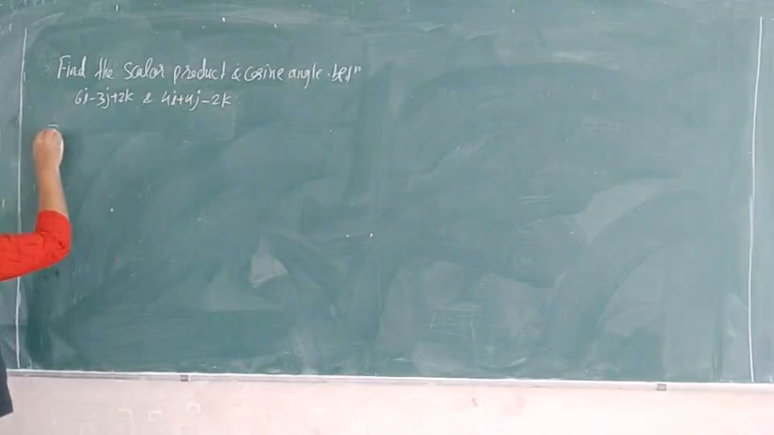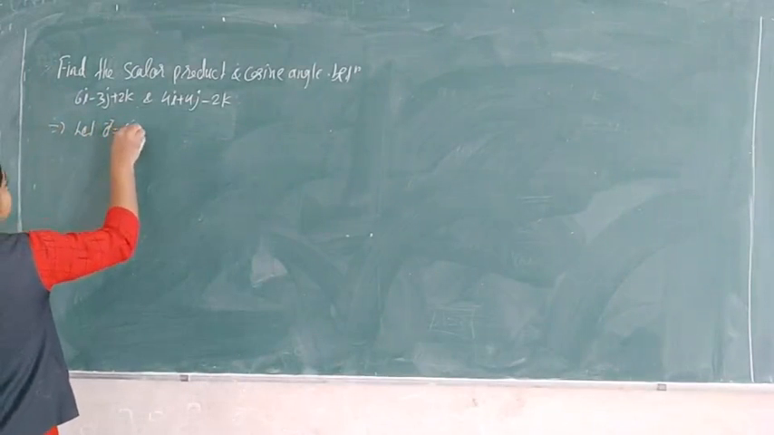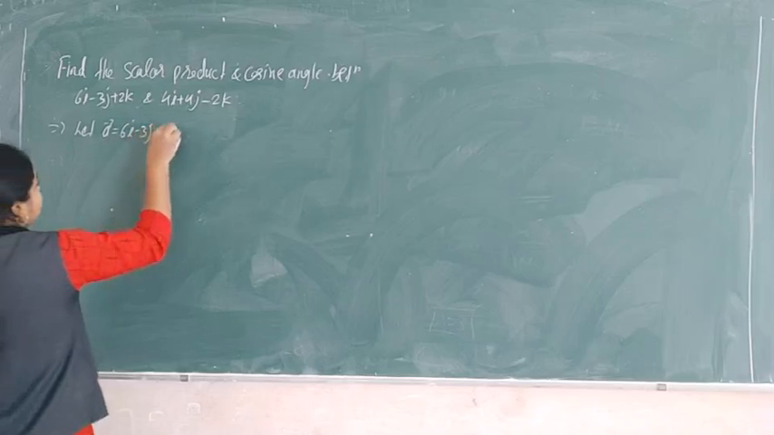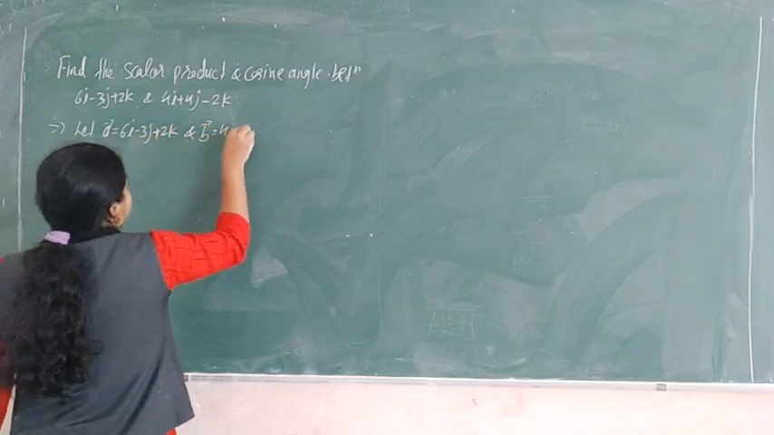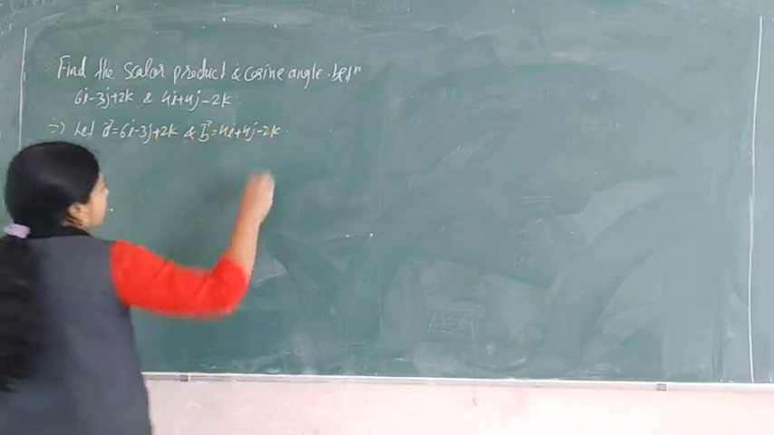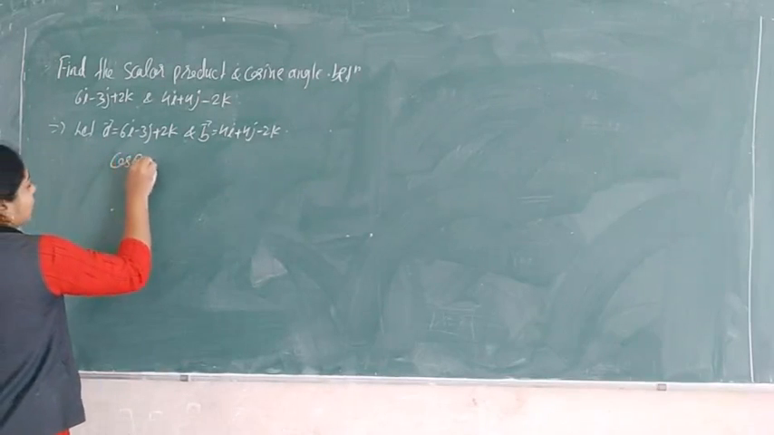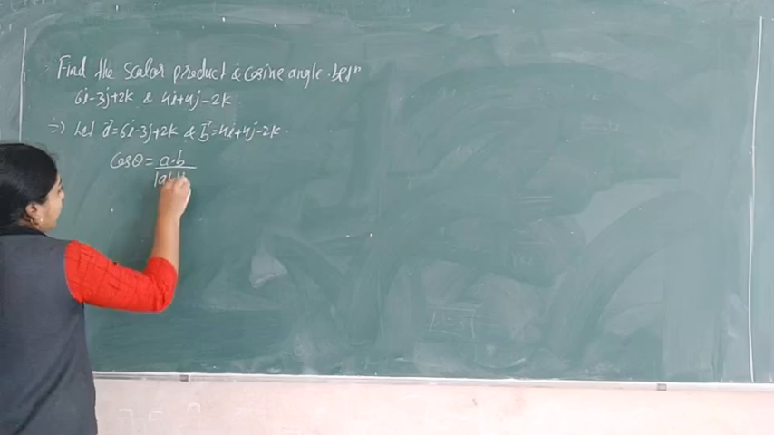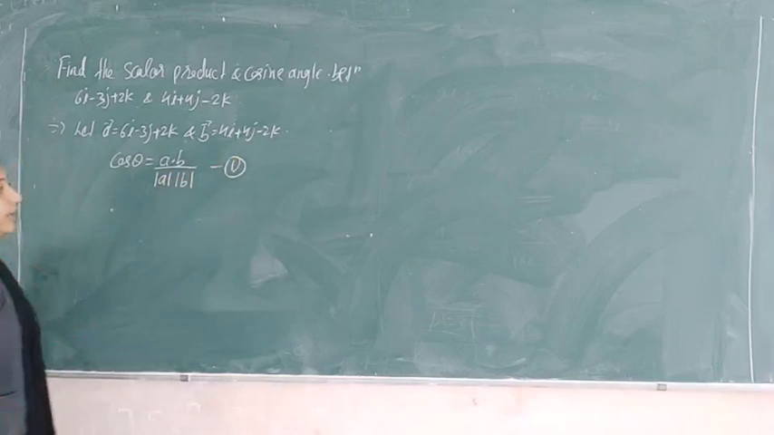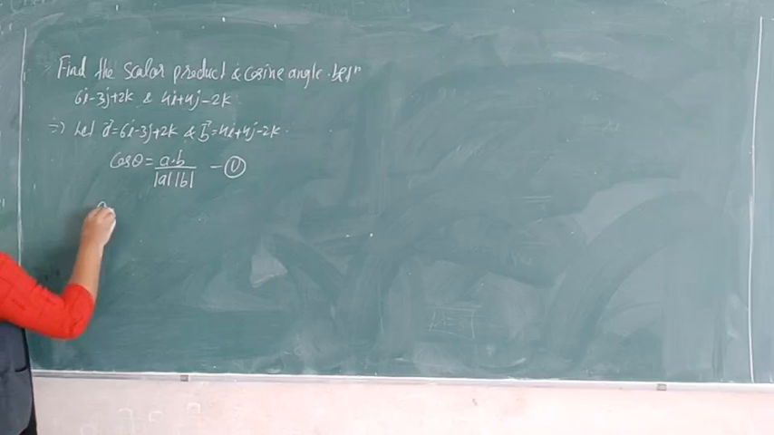So again, denote the vector A is equal to 6i minus 3j plus 2k, and vector B is equal to 4i plus 4j minus 2k. And the cosine angle is given by what? Cos theta is equal to A dot B divided by modulus of A modulus of B. Now we want the value of A dot B, the value of modulus of A and modulus of B. So first find A dot B.